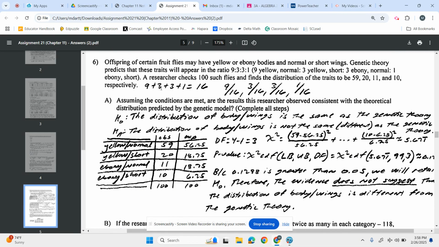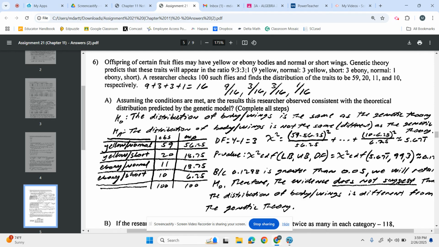All right, now we're on question 6. Number 6 talks about this model or this ratio, 9-3-3-1, for the genetic theory, the body types of these fruit flies. So 9 is yellow normal, 3 is yellow short, 3 is ebony normal, 1 is ebony short. And let's suppose you have a total of 100 such fruit flies, and we want to know if it follows this genetic theory model.